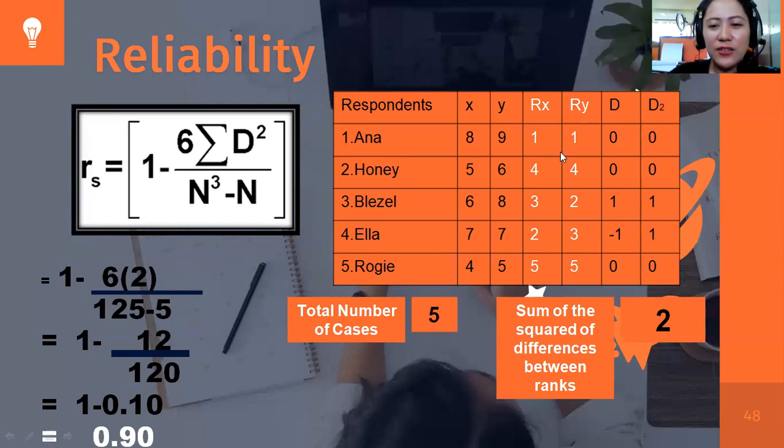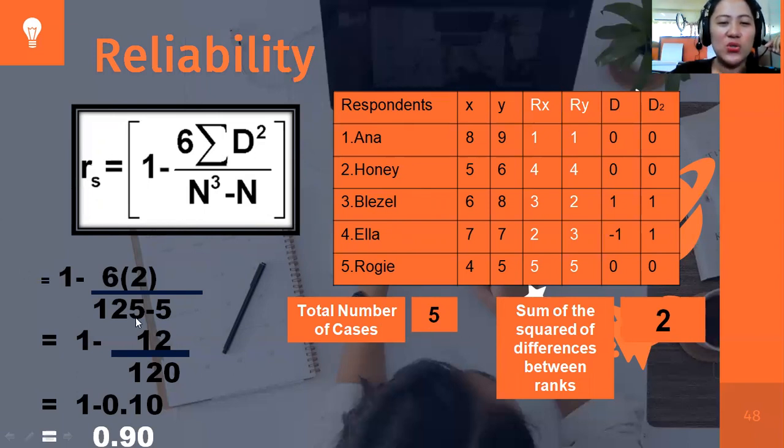So we have to find the difference between the ranks. 1 minus 1 equals 0, 4 minus 4 equals 0, 3 minus 2 equals 1, 2 minus 3 equals -1, 5 minus 5 equals 0. Then we square the differences: 0 squared is of course 0, 0 squared 0, 1 squared 1, -1 squared equals 1, 0 squared equals 0. If we get the sum of the squared differences, that is 2, and the number of cases or respondents is 5.